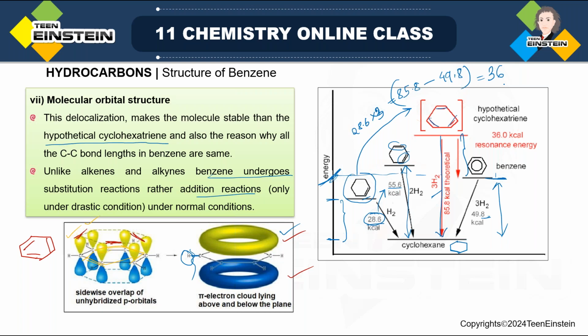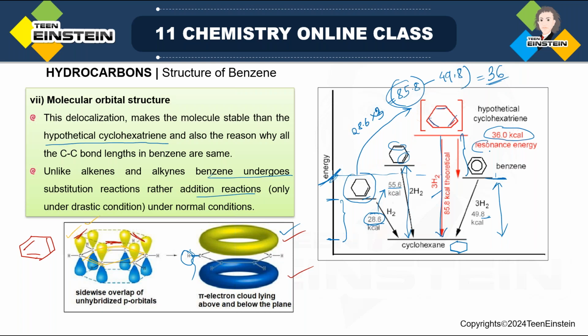So if there is no such electron cloud, it is simply cyclohexatriene where addition reactions are expected, then the energy should be 85.8. But the actual energy observed is 49.8, which is 36 kilocalorie lesser than the hypothetical cyclohexatriene. And as it has this extra stability, this amount of energy is not present. That is why it is more stable. Higher energy means what? Unstable. Lower energy means what? Stable. So this amount of energy it is not having, that is why it is more stable.